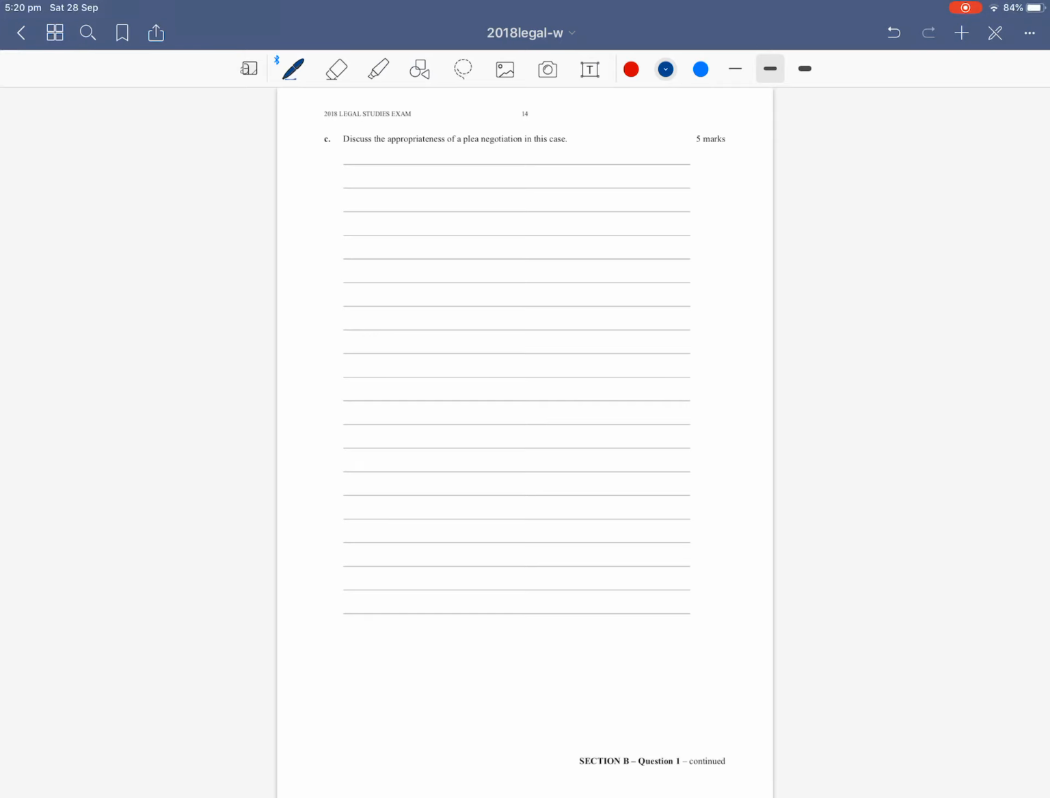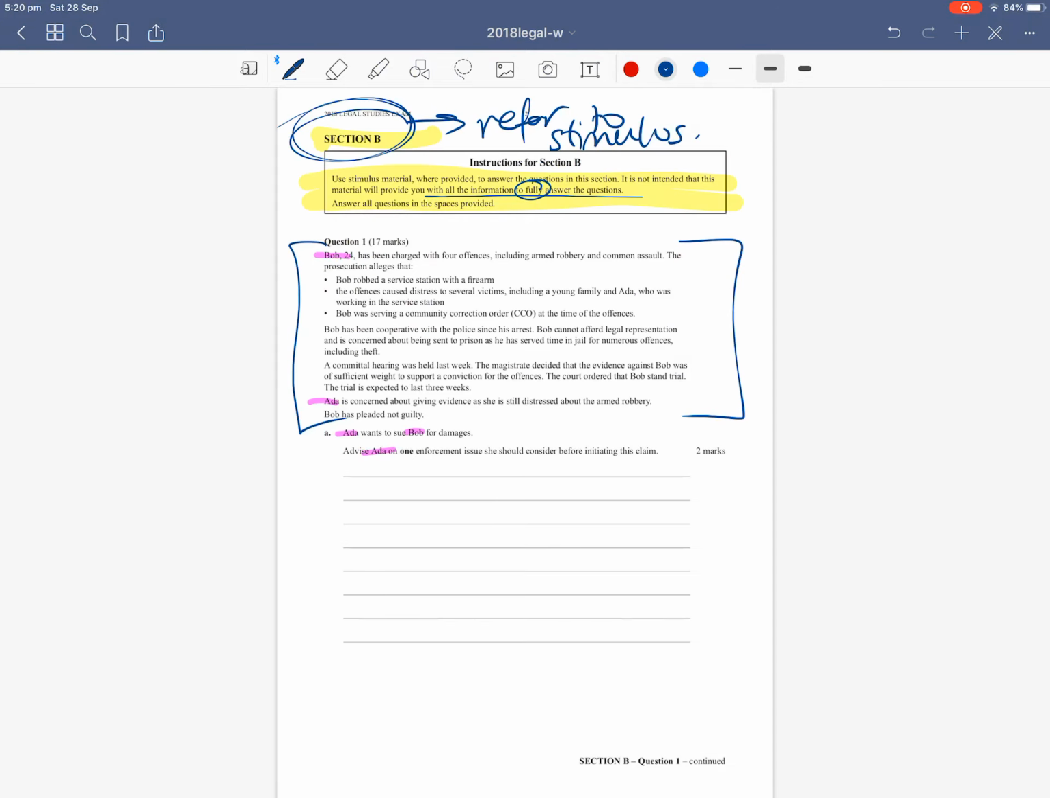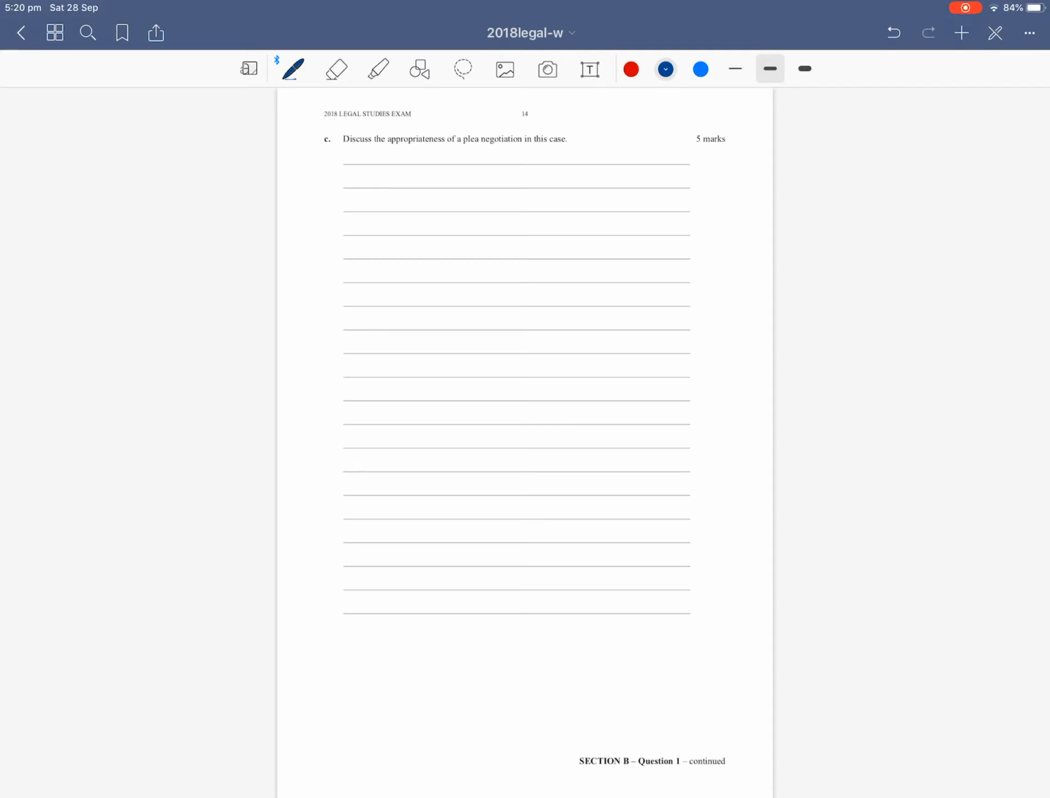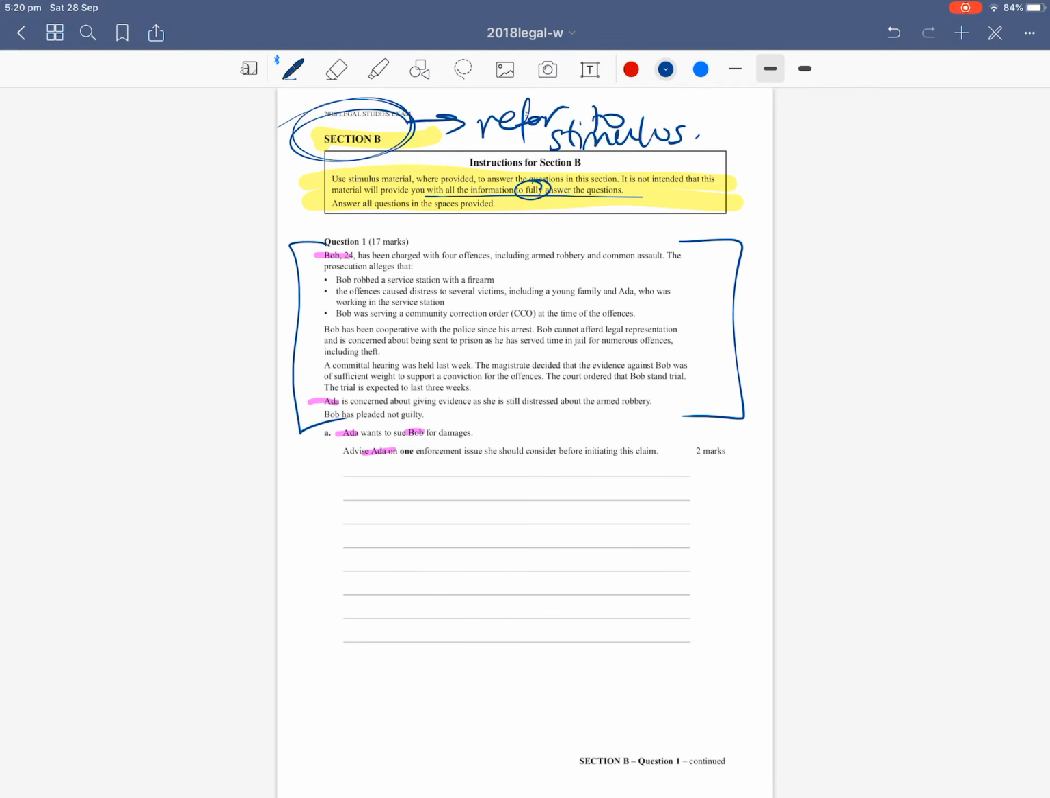Here is where a lot of people will forget to link back. If we think about it logistically, this will be on a separate page, so you won't see it, and because Bob's name or any of the individuals' names are not here, you will forget to do that. See how here it says, in this case. That's a small clue VCAA has given you to remind you that you need to make sure you're linking back to Bob being charged with 4 offences, for example.